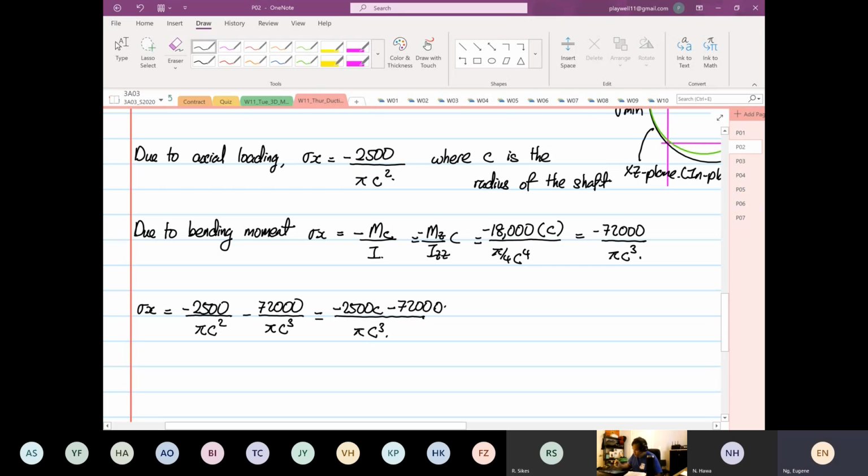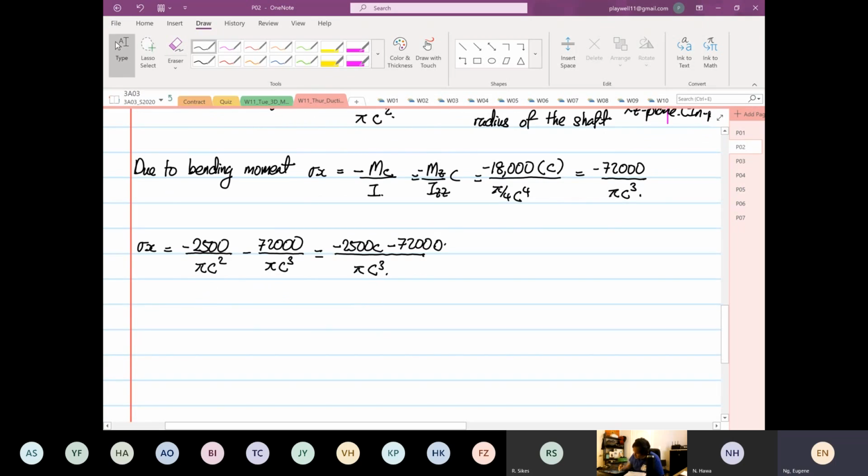Okay, so this is our stress in the x direction. We know that stress in the z direction is equal to 0. And then we are going to look at the torque.